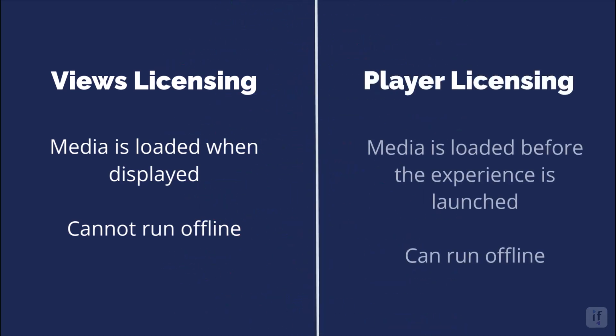Deployments with Views licensing use an on-demand approach to loading media, meaning media is only loaded when it needs to be displayed. The result is a fast experience launch, but an inability to run offline. Deployments with Player licensing will download all media for the entire experience before it launches. This makes for a slower experience launch versus Views licensing, but grants the ability to run offline.